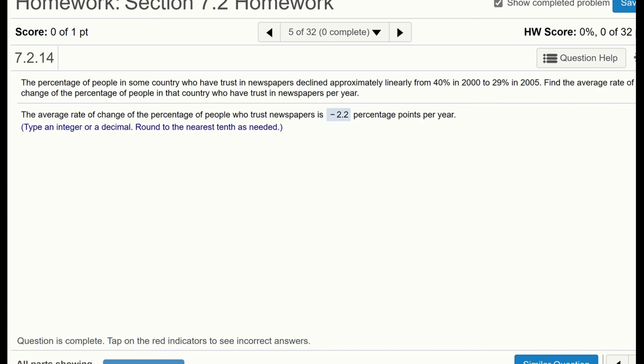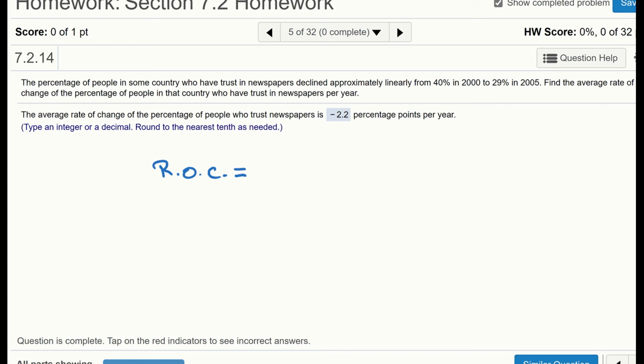So here's another rate of change problem. This time we're looking at the percentage of people in some country who have trust in newspapers declining approximately linearly from 40% in 2000 to 29% in 2005. And we want to know the rate of change of percentages of the people in that country who have trust in newspapers per year, right? Again, if you think you know how to do it, you should do it and then come back to the video. And this goes with every single problem that I do in these videos for you.